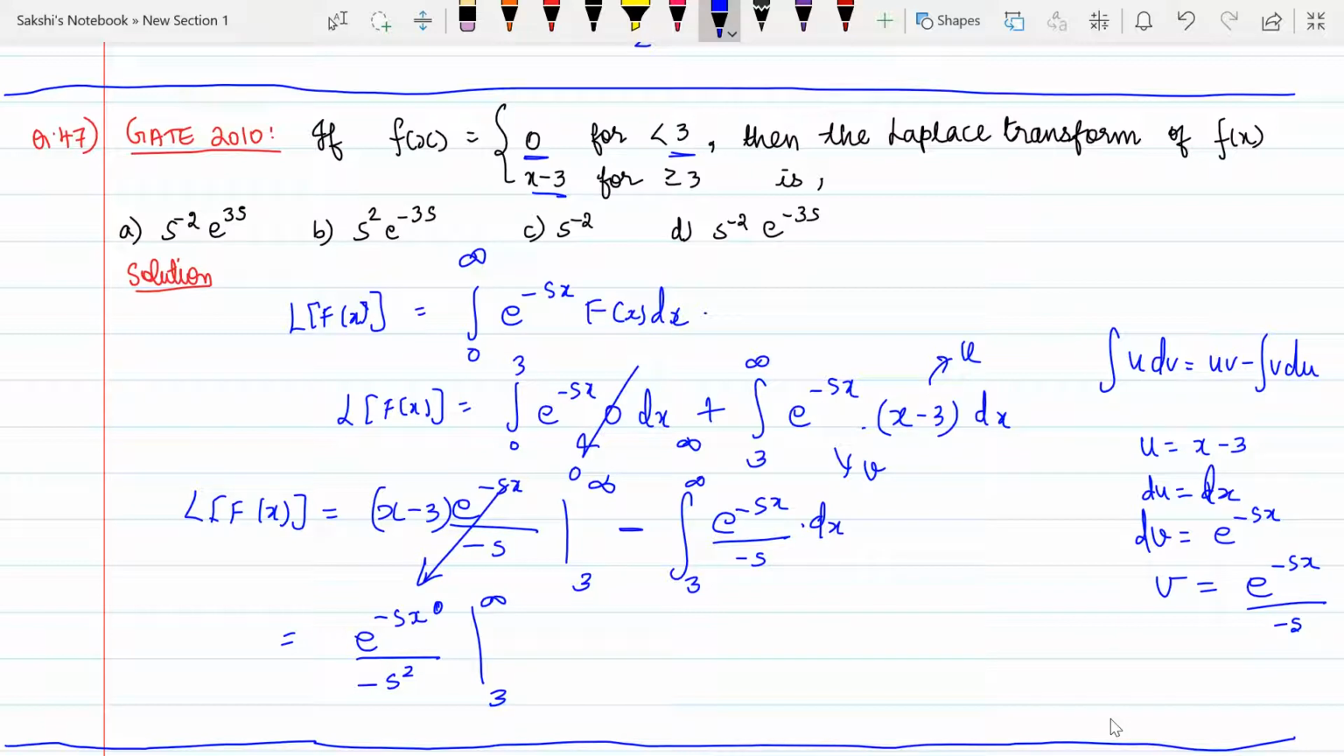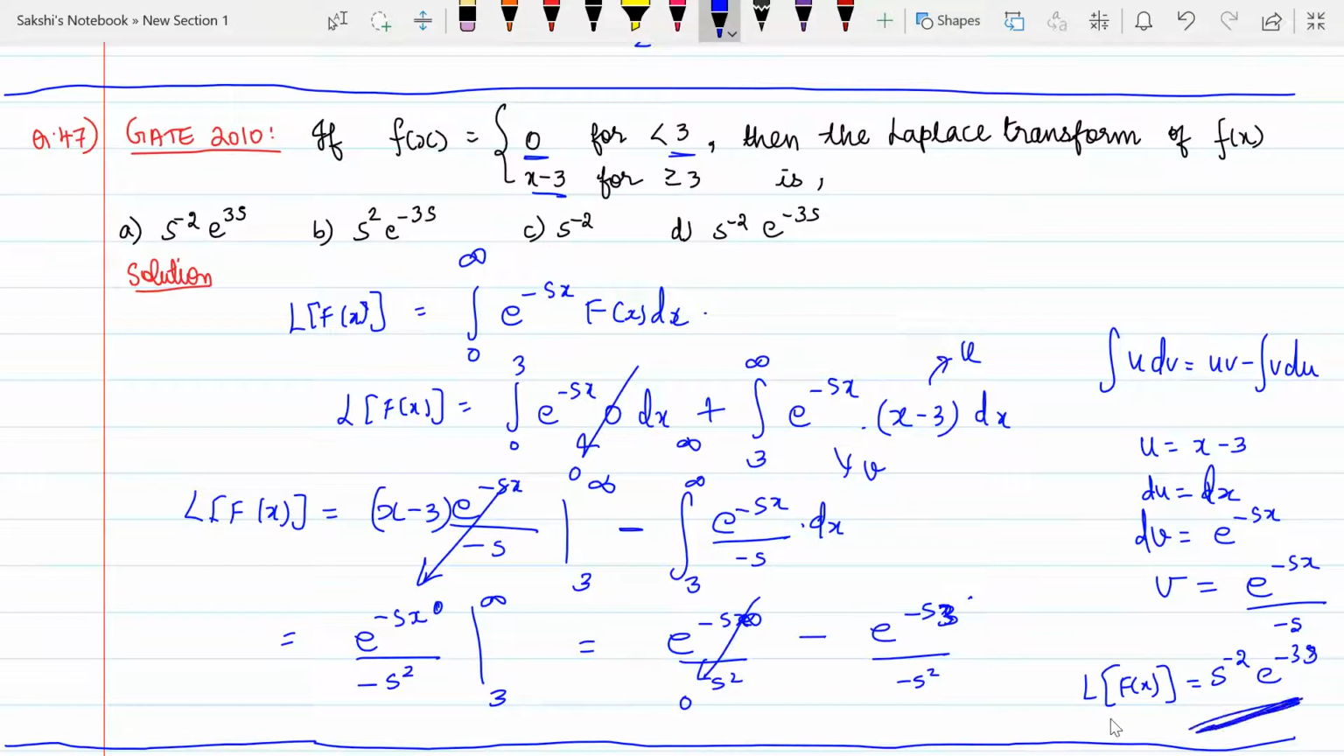So now when you apply the limits, the first part will go to 0, e power minus sx by s square. This infinity will go to 0. This will be minus e power minus sx by minus s square. This will be 3. Okay, so now you know that the Laplace transform for this particular function will be, minus and minus will give us a positive value, s power minus 2 e power minus 3s. So this is our answer, which is option D.